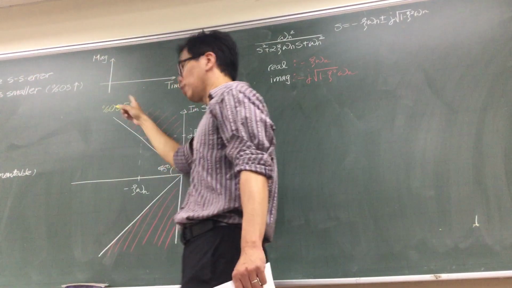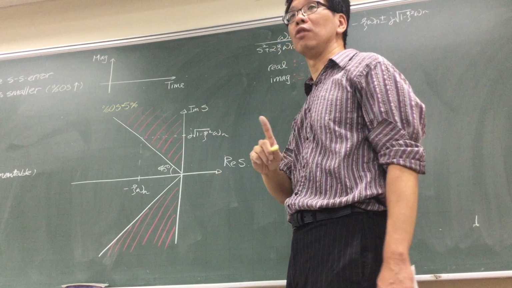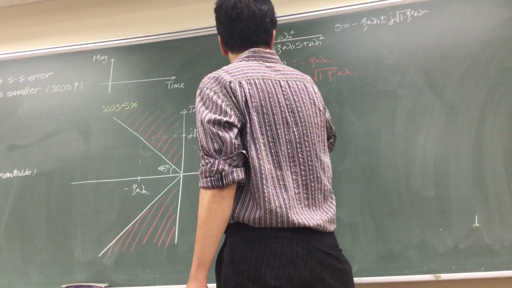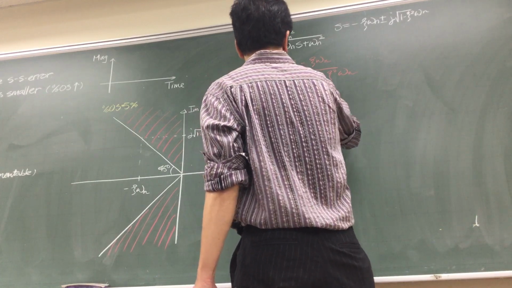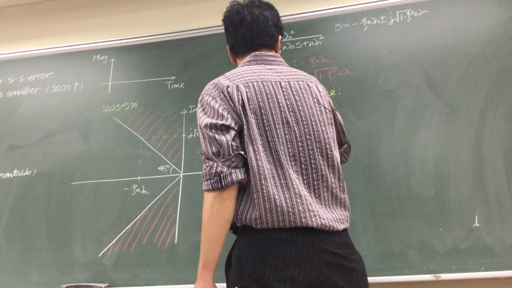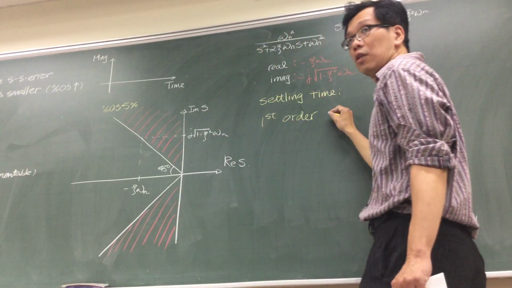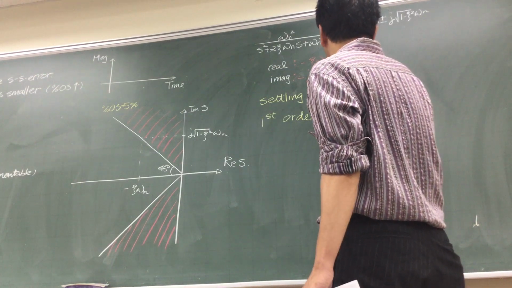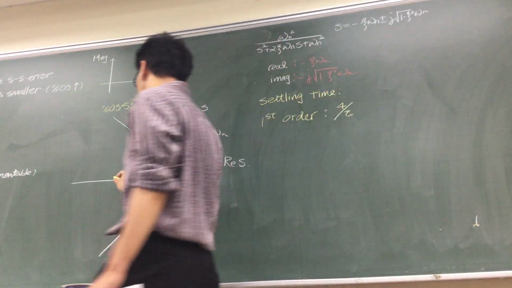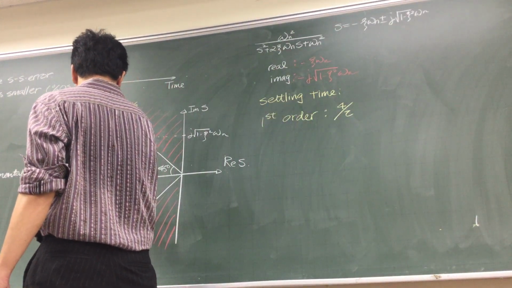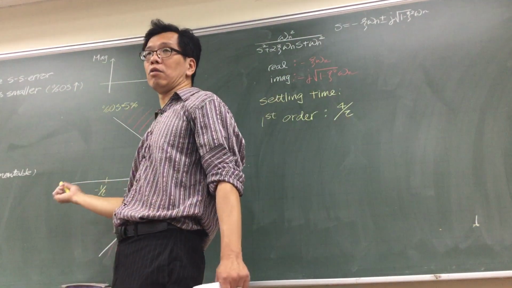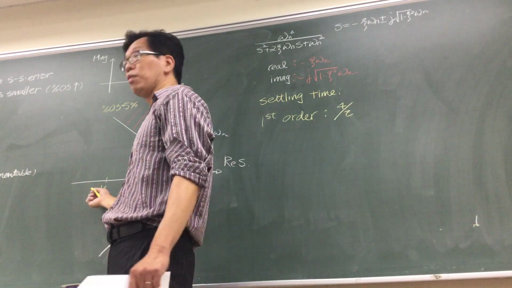Okay, so this line and this line is something critical to you. Second thing is, if it's first order, we're talking about 4 over tau, right? So you must know your root somewhere over here. Then, depending on what you're going to do, you can determine where your tau should be located.